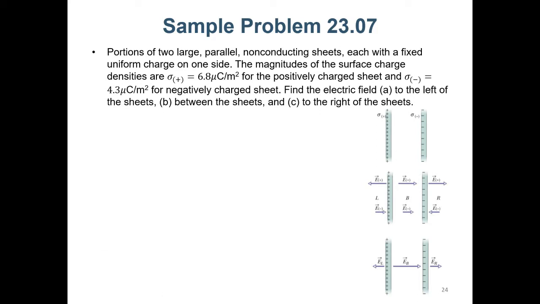So consider a portion of two large parallel non-conducting sheets, with a fixed uniform charge on one side. The magnitude of the surface charge density sigma plus is 6.8 μ coulomb per meter squared. However, sigma minus is smaller, and it is negative. So find the electric field to the left of the sheets, between the sheets, and to the right of the sheets.